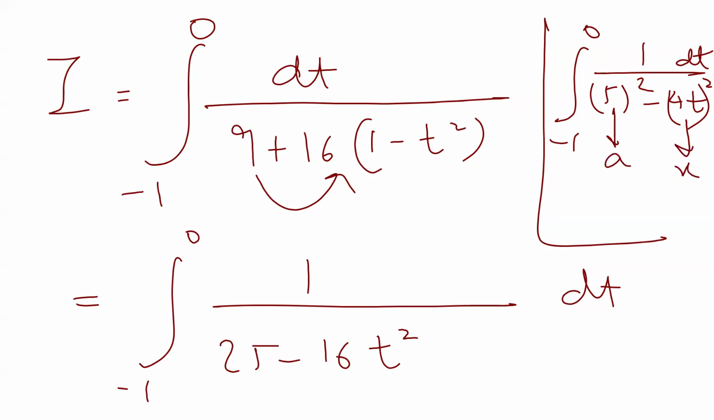So this is a and this is x. X as in t. So 1 upon a square minus x square formula. But then this will have chain rule. D by dt of 4t will also come down. So you have to do those things. Fine.